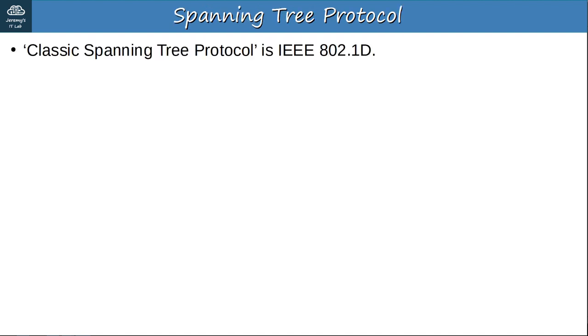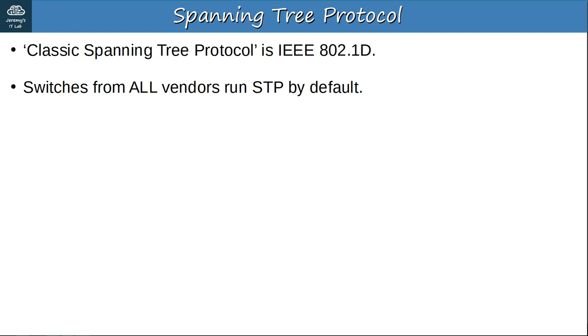So let's take a look at spanning tree protocol. What we now call classic spanning tree protocol is an industry standard protocol, IEEE 802.1d. This is the type of STP we will focus on in today's video. We will focus on the newer rapid STP later. Because it is so important to prevent layer 2 loops, switches from all vendors run STP by default. So you won't only find STP on Cisco switches.